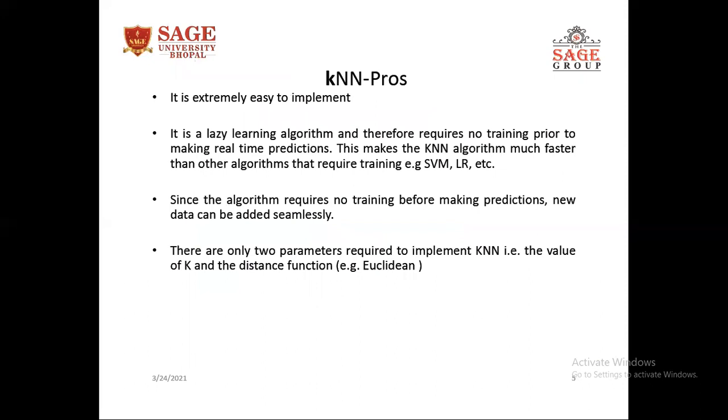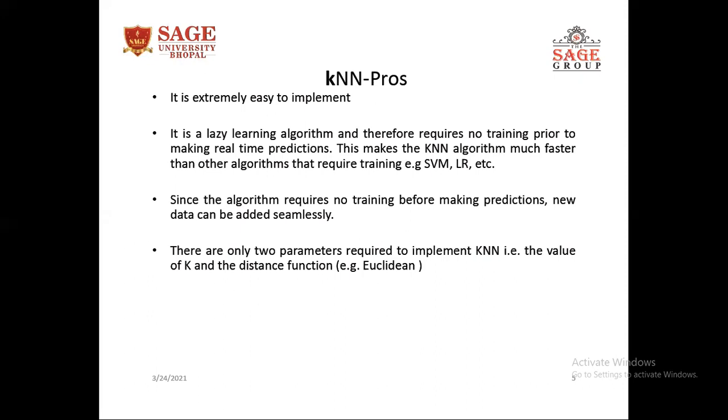Now, what are the pros of the KNN algorithm? So it is extremely easy to implement. It is a lazy learning algorithm and therefore requires no training prior to making real-time predictions. So when you are making real-time predictions, there is no training required. This is a very good advantage of the KNN algorithm. And this makes the KNN algorithm much faster than other algorithms that require training. Since the algorithm requires no training before making predictions, new data can be added seamlessly. You can add new data very easily.